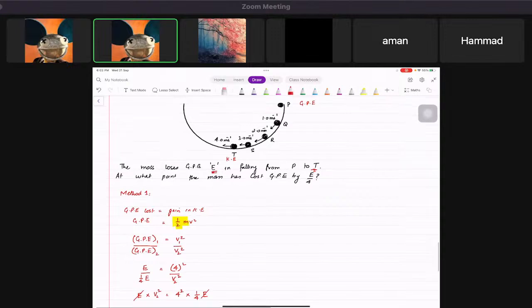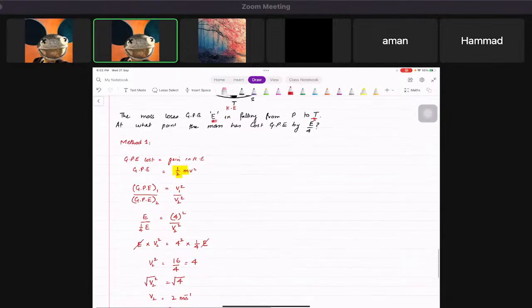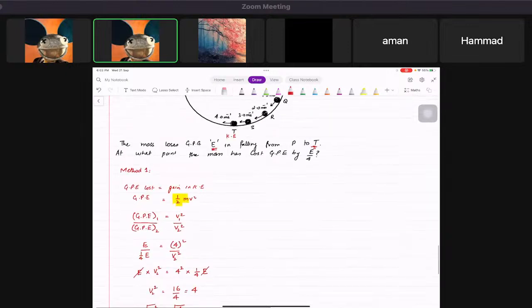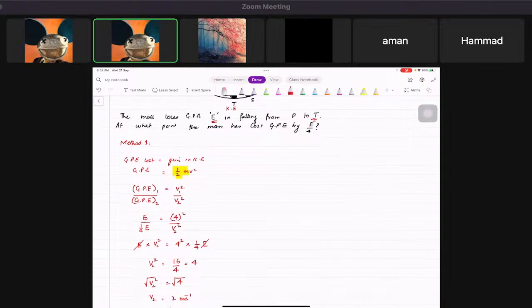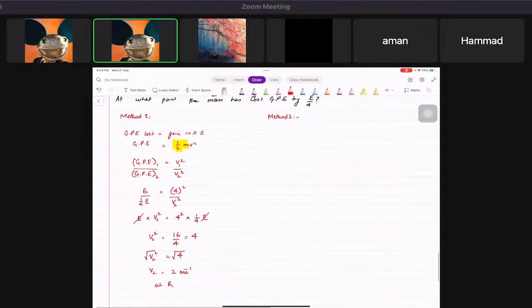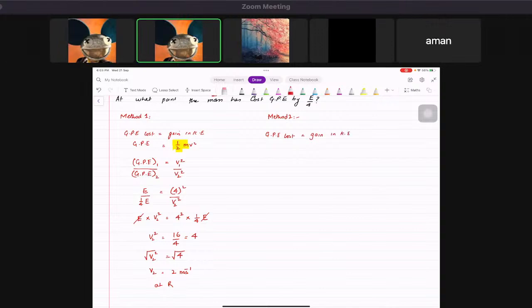So that's just a way of creating a ratio. If you like this method, this involves maths, of course. If you like it, you can use it. Otherwise, you can go towards method 2. Okay. Now let's do method 2 and you'll understand the same way. So again, we know the gravitational potential energy that was lost would be the gain in kinetic energy. Gravitational potential energy is GPE and gain in kinetic energy is half mv square.